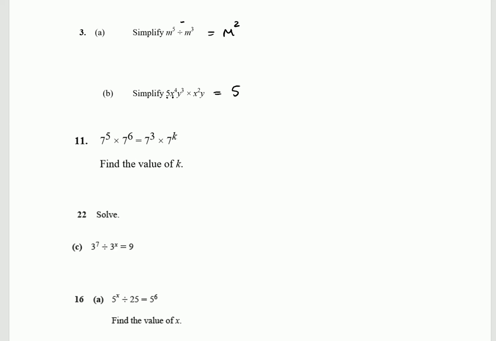X to the power of 4 times x squared: if I multiply the x's, I add their powers, so that's 4 plus 2 is 6, x to the power of 6. And then I have y cubed times y, which is secretly, of course, y to the power of 1. If I multiply the y's, I add their powers, and 3 plus 1 is 4, y to the power of 4.